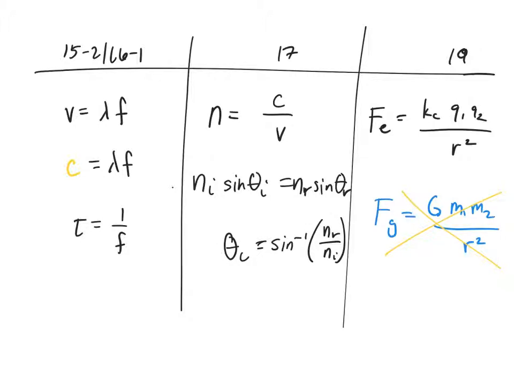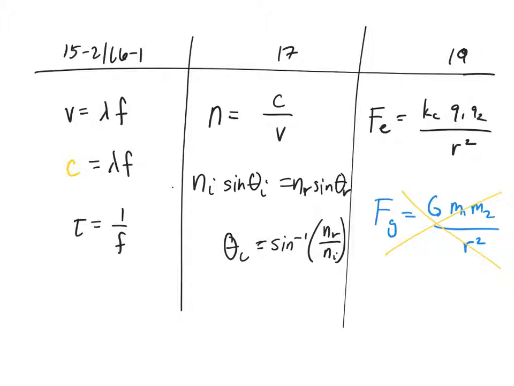Like a two-part problem. Part A, you find the n value using this. Part B, you find the angle using this. And maybe part C, I say, find the critical angle too, A, B, C. But it's not meant to trick you, these problems. They're going to be very straightforward in chapter 17.